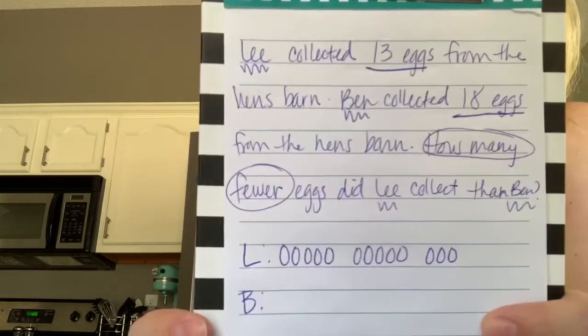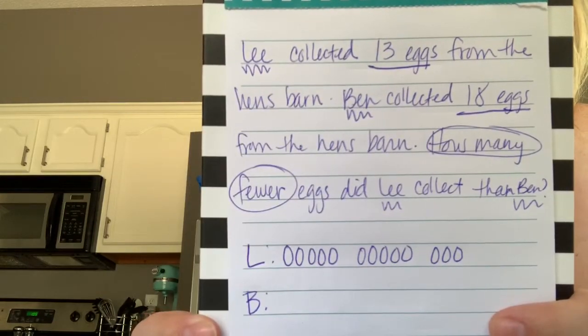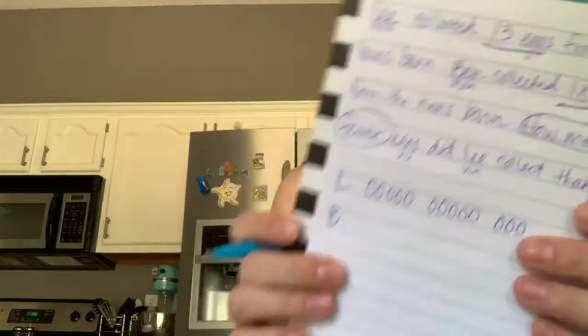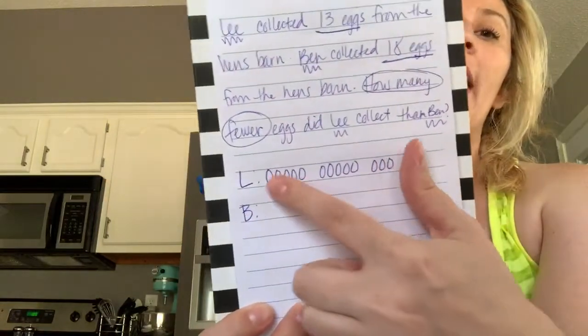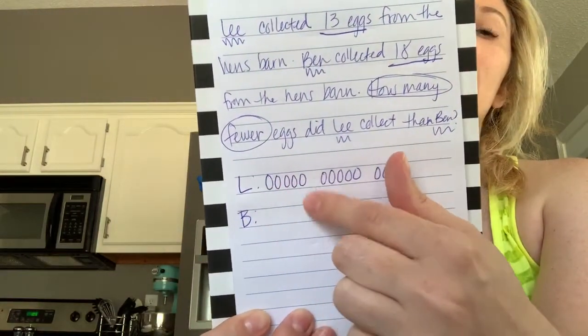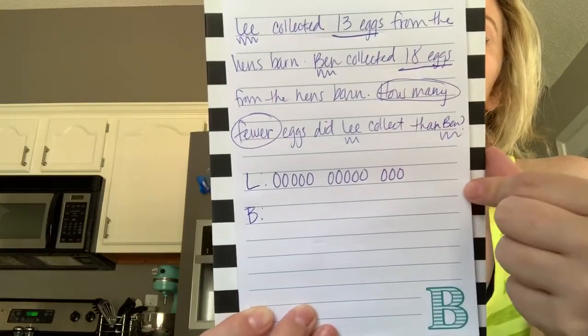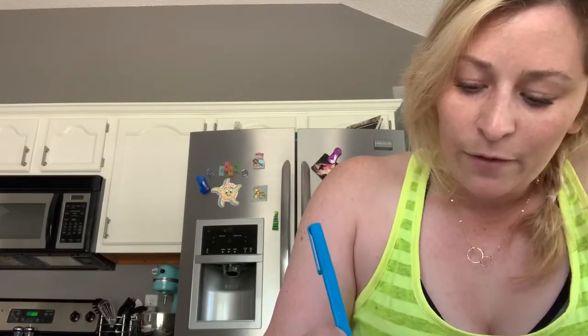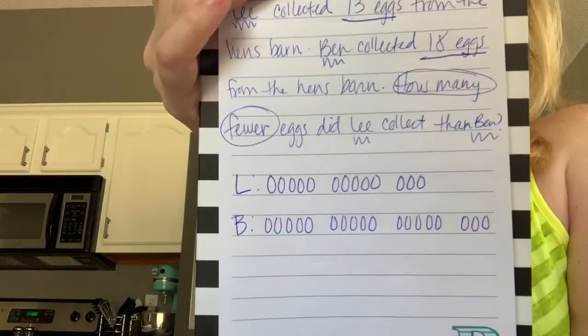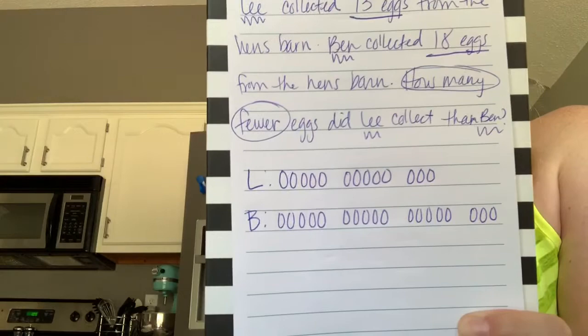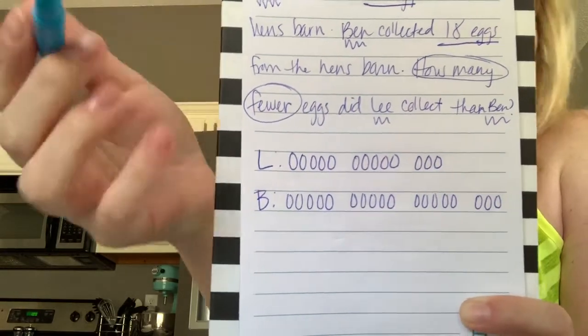Okay, let's do Ben. How many did Ben collect? 18. When you draw Ben, draw them underneath and match it up. You know that 18 is bigger than 13, so keep going on the side. 1, 2, 3, 4, 5, 6, 7, 8, 9, 10, 11, 12, 13, 14, 15, 16, 17, 18. Okay, there's Ben's. All right, we want to know how many fewer Lee had.